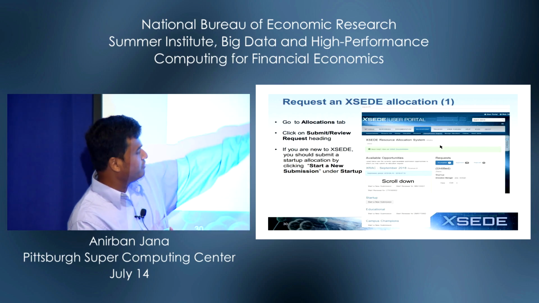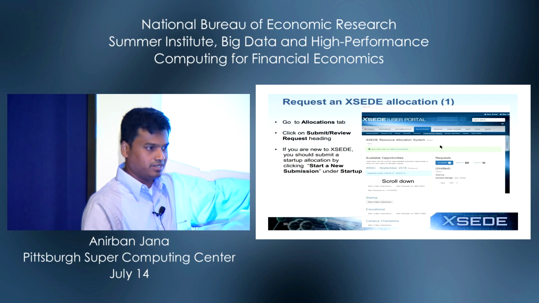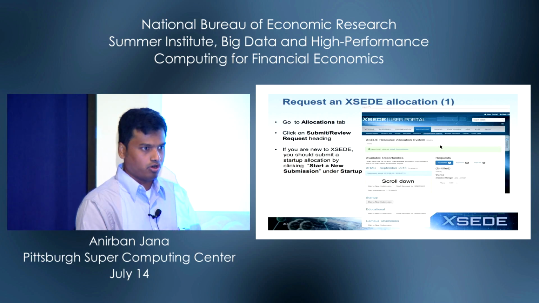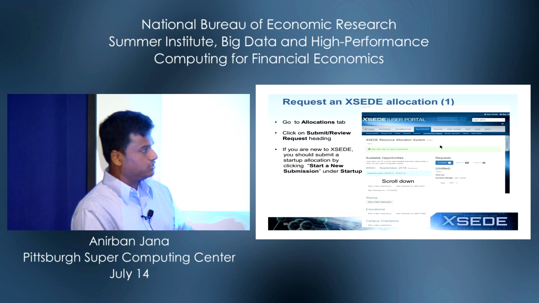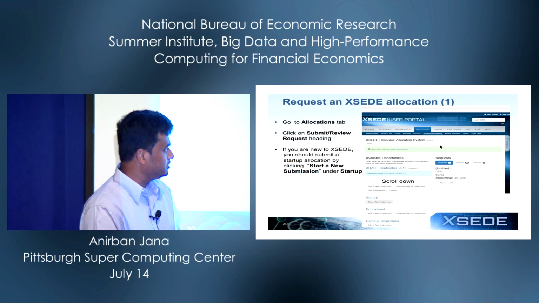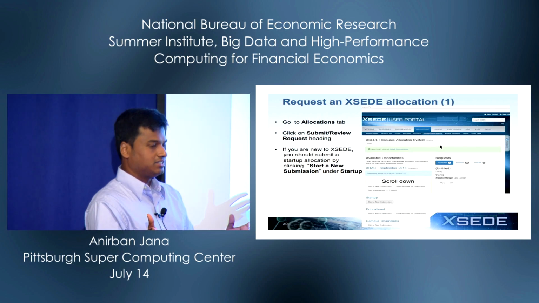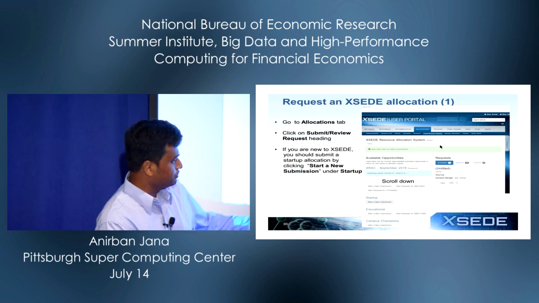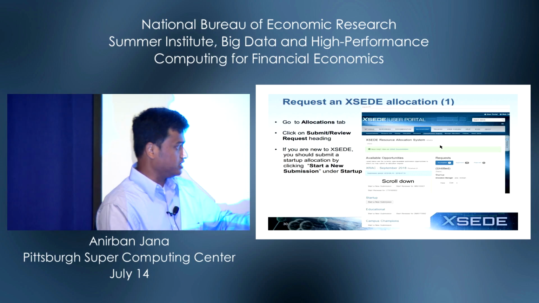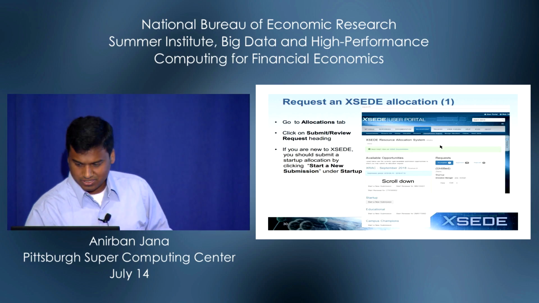For bigger allocations, you have to do something called XRAC. But for that, you must first have a startup allocation and then have explored how you're going to run your code on one of these large resources and use that information to then go for an XRAC account. That requires a little bit more effort. It's a proper proposal, but that can get you millions of service units. If you are thinking of just teaching a course using one of these big resources, you can request an educational allocation. And you don't have to have a startup to go for educational. You can just directly go for educational allocations. I'll talk about campus champions a little later.